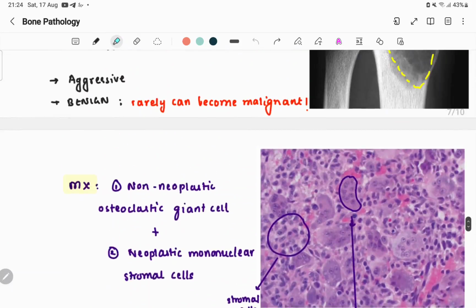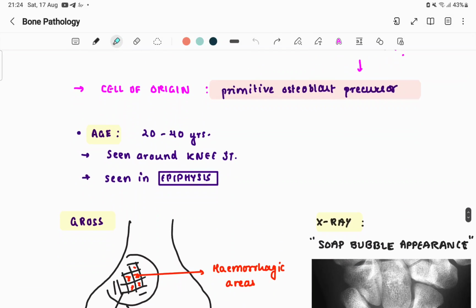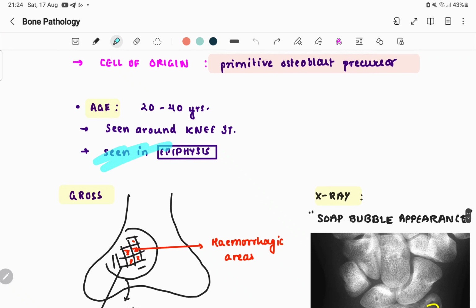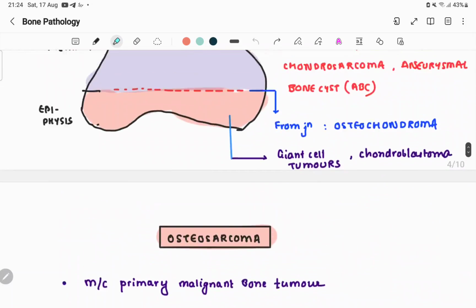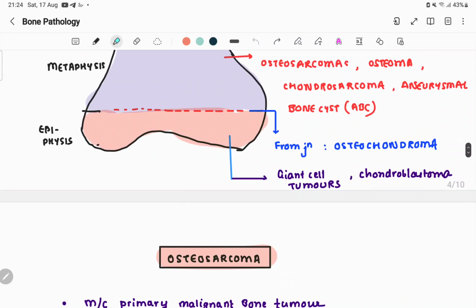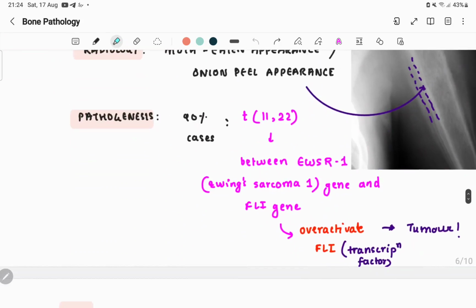Yes. Okay, so I was talking about giant cell tumor. Age is 20 to 40 years, that is second to fourth decade of life. Seen around the knee joint again, like osteosarcoma. Seen in epiphysis. Let's revise the epiphyseal tumors again. What are the tumors in epiphysis? Two important tumors, chondroblastoma and giant cell tumor.